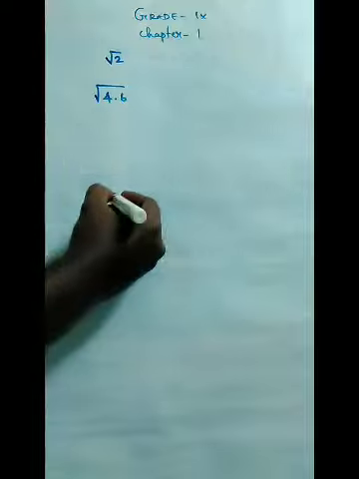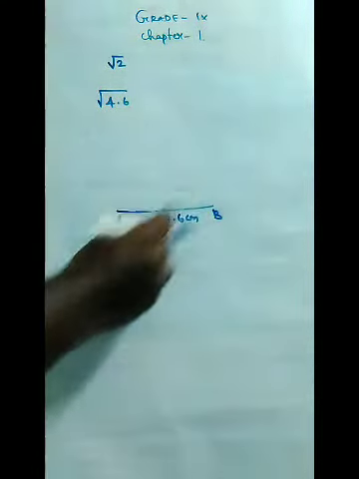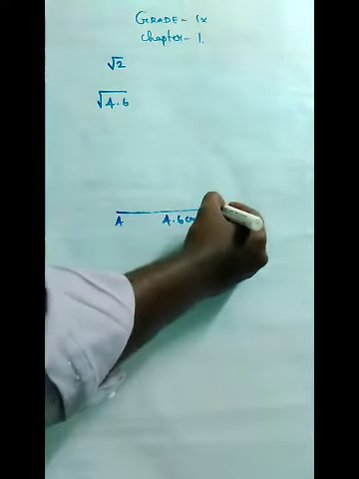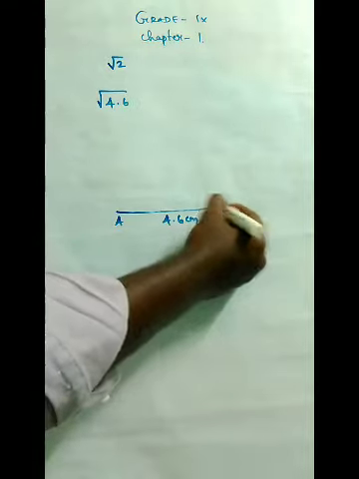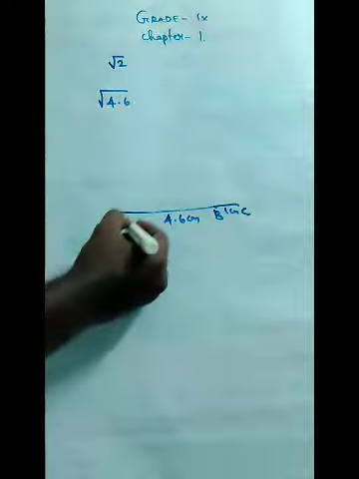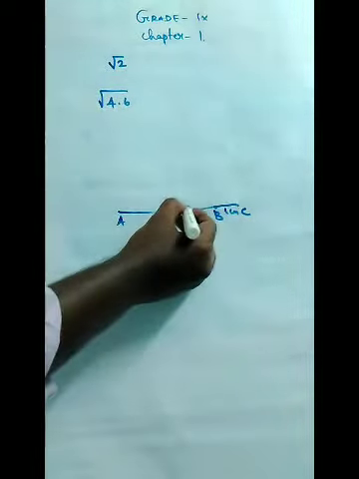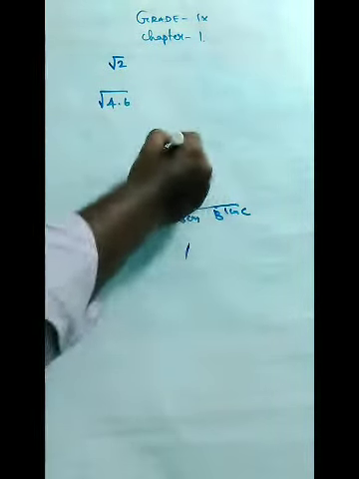For that, what we have to do is draw a line AB. Without the root, we have to find the length, which is 4.6 cm. So first we draw a line which is 4.6 cm. Then we add 1 cm extra. This is common for all the problems, that 1 cm we have to take. Then we find the midpoint, that is the perpendicular bisector for AC. With the help of a compass we draw 2 arcs above the line and below the line.